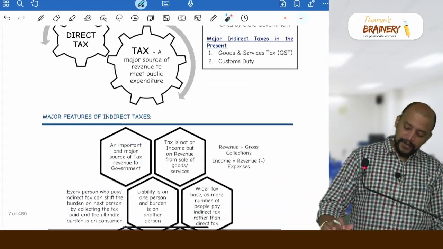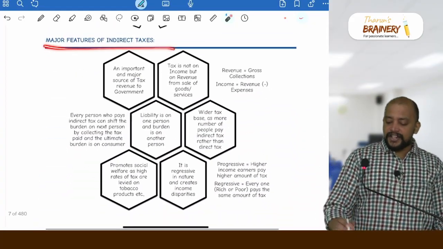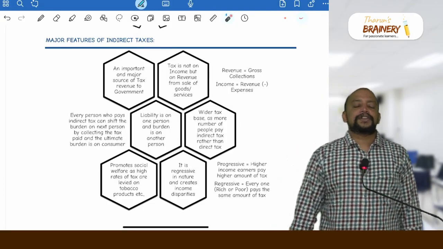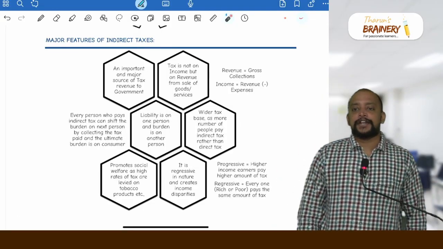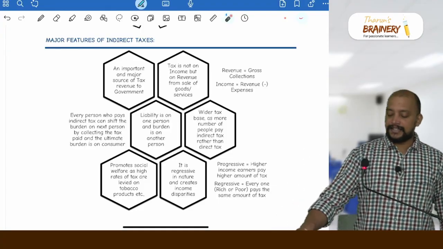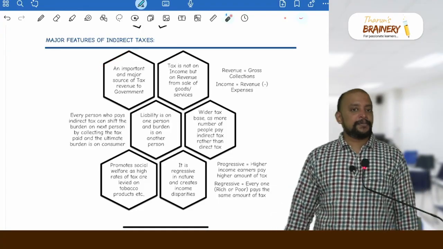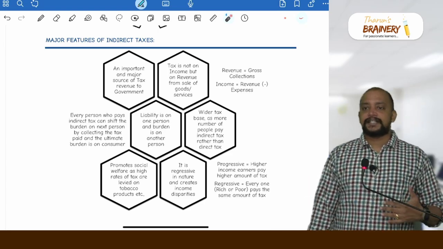Okay. And what is a major feature of indirect taxes? Is indirect tax a major source of revenue or is direct tax a major source of revenue? Indirect tax, that's the first point. An important and major source of tax revenue to government. Next question, listen carefully.